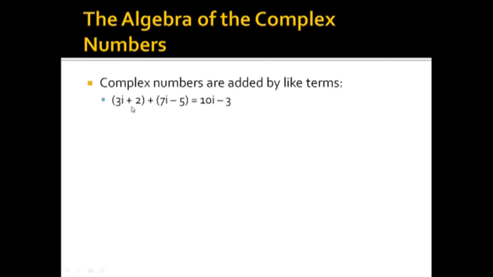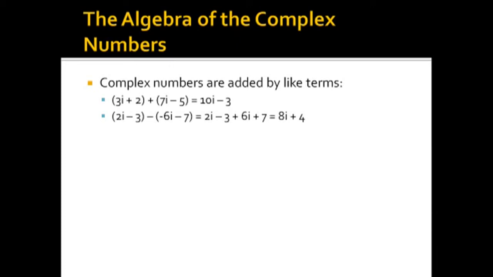The algebra of the complex numbers. Now, the algebra of the complex numbers in some ways is very similar to the algebra you're used to, but in some ways you have to be careful. So complex numbers are added by like terms. So let's say we got 3i plus 2 and we add 7i minus 5. So we add two complex numbers together. And the way we do that is we do 3i plus 7i and we make 10i. Right? We're adding like terms. And then 2 plus negative 5 make negative 3. So we get 10i minus 3 as the result. We're adding like terms together. And so if we add two complex numbers together, the result is a complex number.